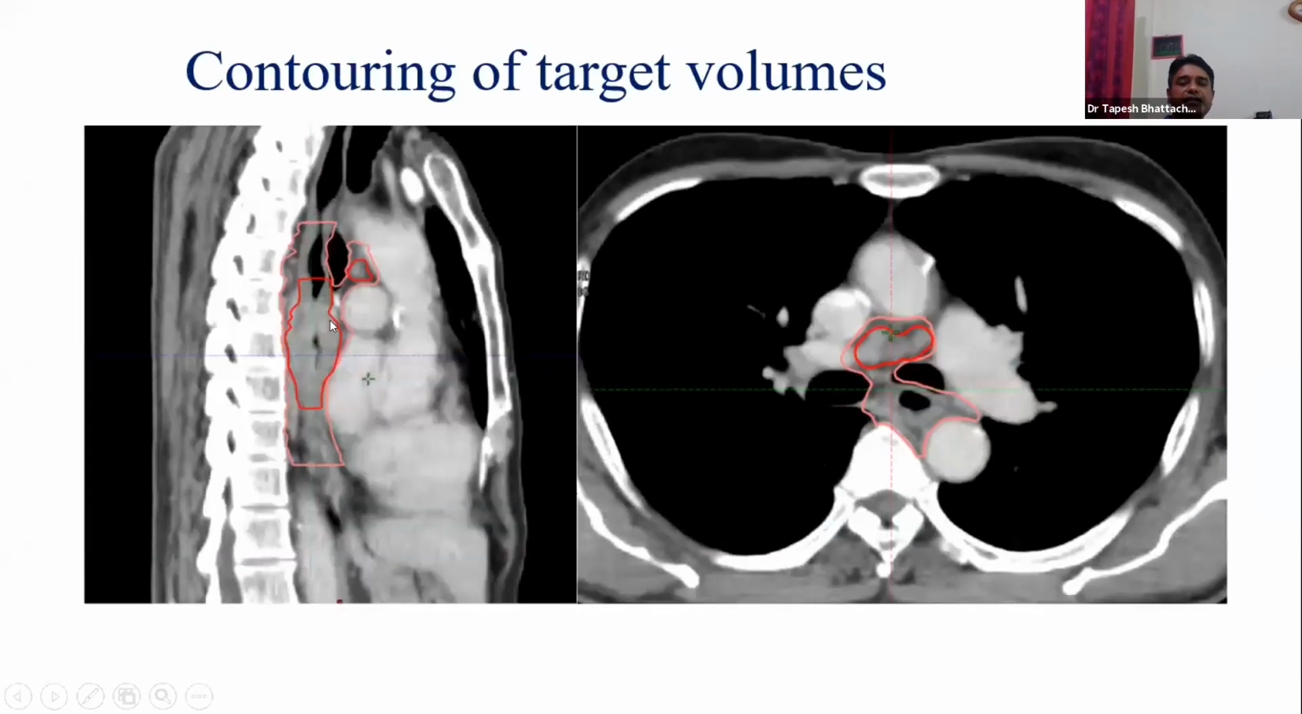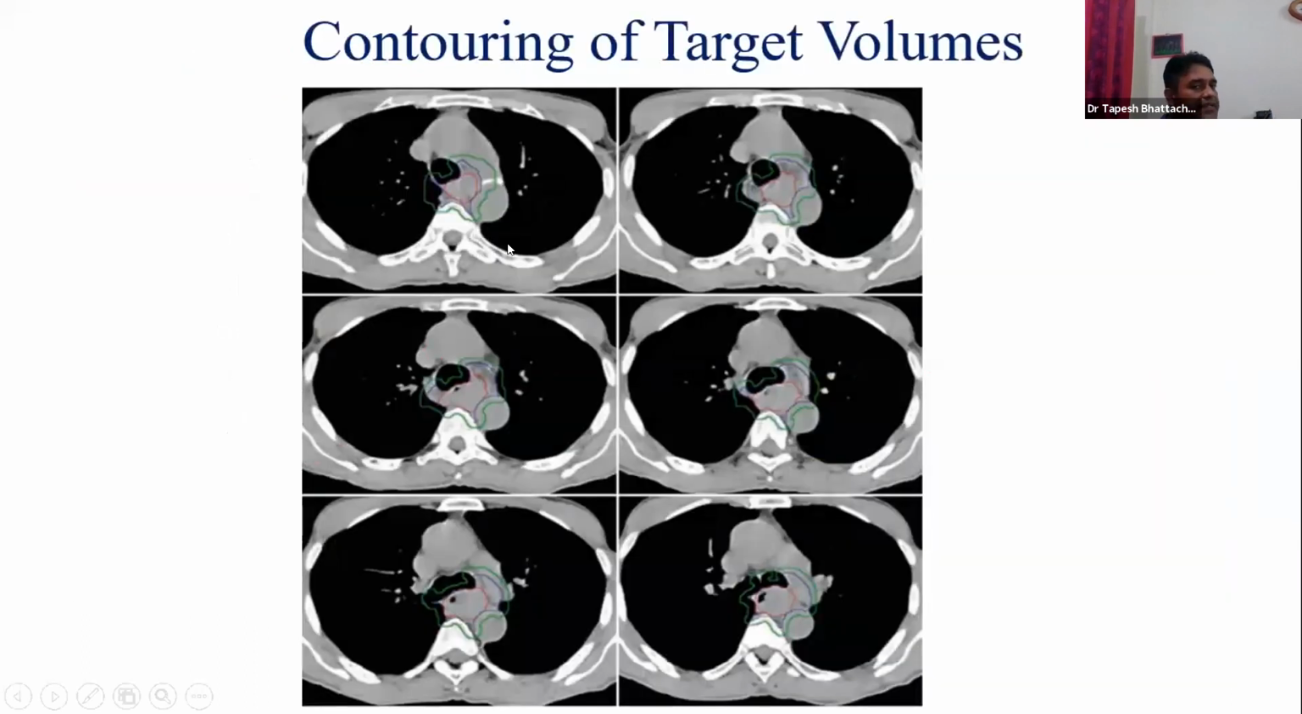Here you can see the sagittal section, and here you can see this is a grossly involved node. We have covered the primary as well as the nodal area. So this is the contouring atlas of the rest of the esophageal tumors, where we have given a craniocaudal margin of 3 cm around the GTV, and a 1 cm radial margin. We have given respect to the anatomical boundaries.